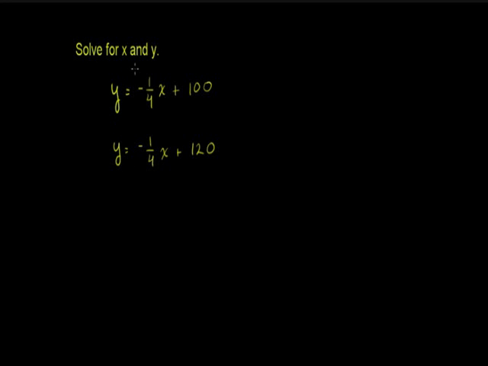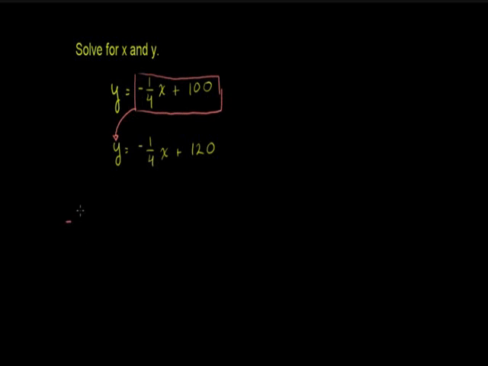Now we can move the variable from one side to the other. In the first equation, y is equal to minus 1 by 4 x plus 100, and in the second equation, y is equal to minus 1 by 4 x plus 120. This is a change of variable from one side to the other in both equations, and we are looking at these equations: y is equal to minus 1 by 4 x plus 100 and y is equal to minus 1 by 4 x plus 120.